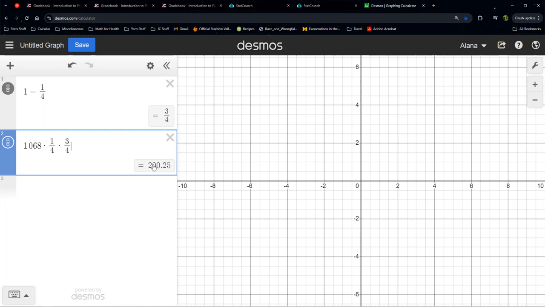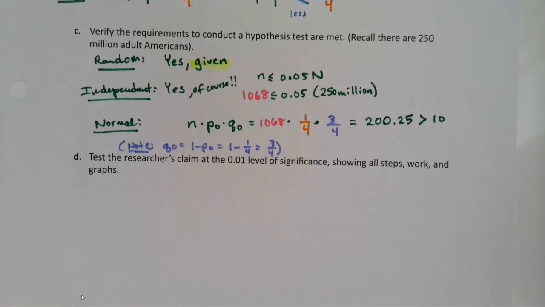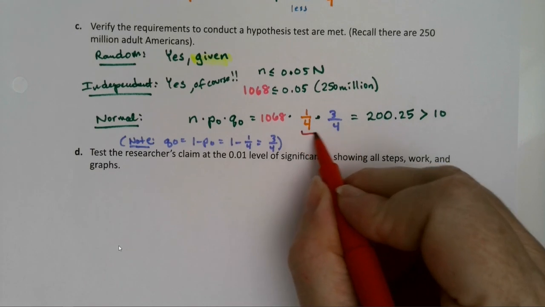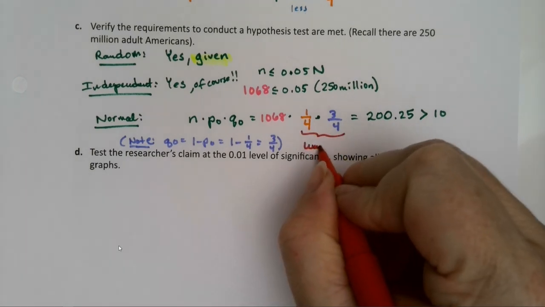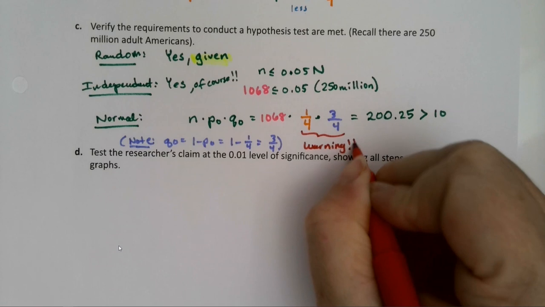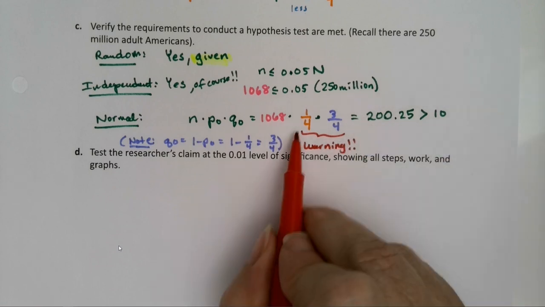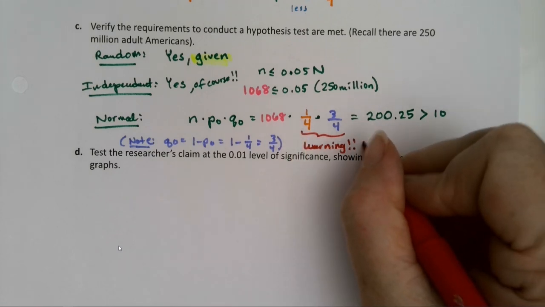And we're going to make a note: 200.25 is bigger than 10. And we're going to make ourselves a little warning right here. Keep the fractions, right? Don't switch them to decimals. This particular one was okay, but if you're using fractions, stay with the fractions.